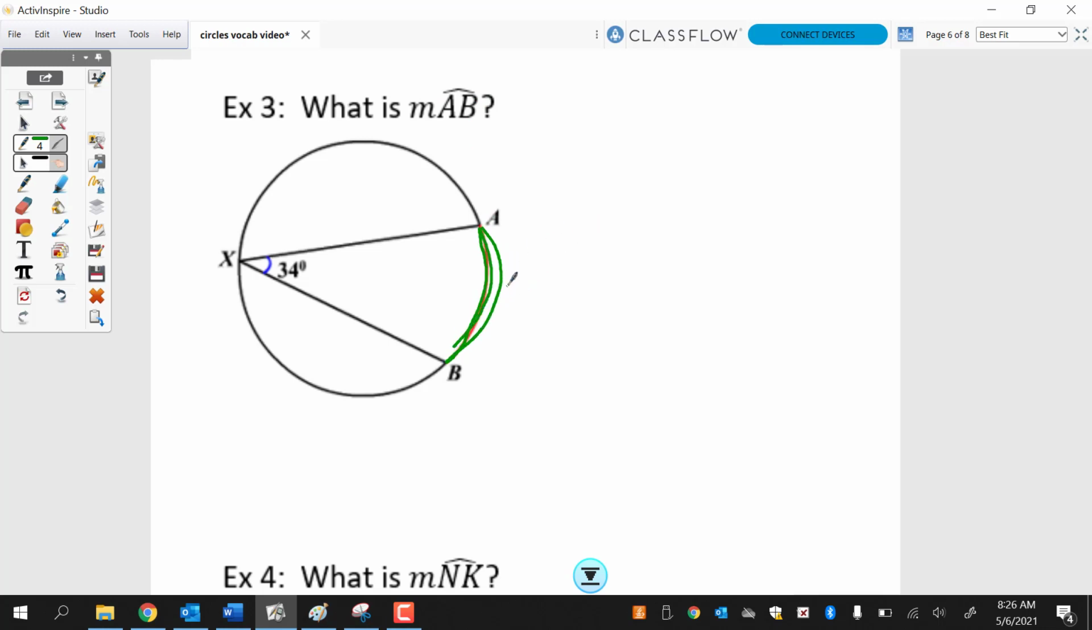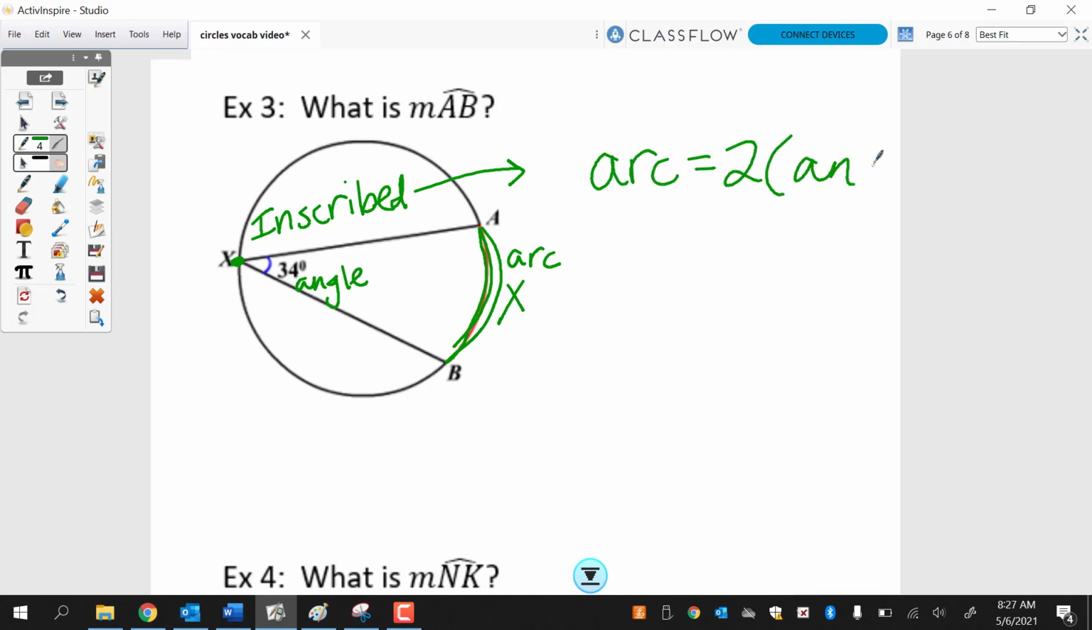We don't have a number on that, so I'm going to put an x. Great. And that out there is the arc. Where is the angle? Well, the angle's over here. Okay, is it in the center or is it on the edge? It's on the edge because it's on the round part of the circle. So I know this is inscribed. And I know that means our rule is the arc equals 2 times the angle.